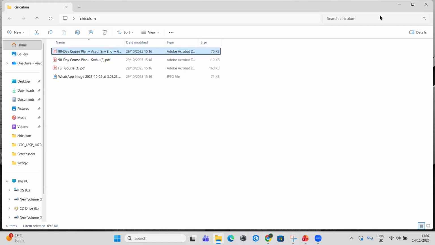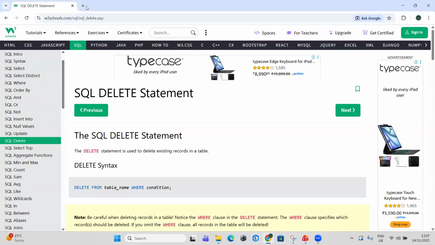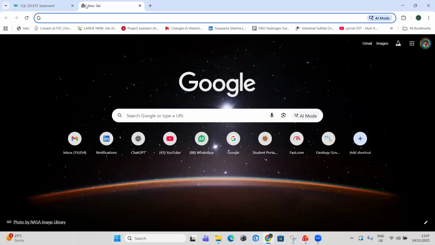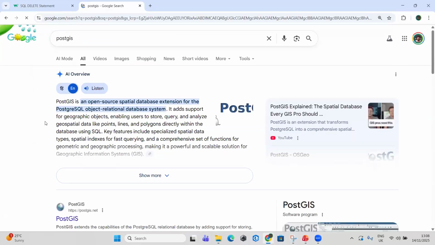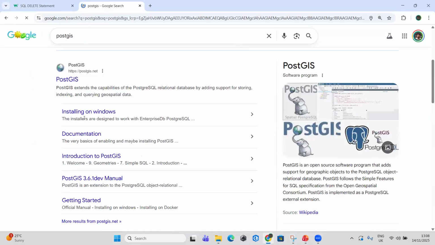Just to know. I'm just thinking of this part: should I proceed with PostGIS, or should I first complete the basics of SQL? You do one thing also. Just go to Google and write PostGIS.